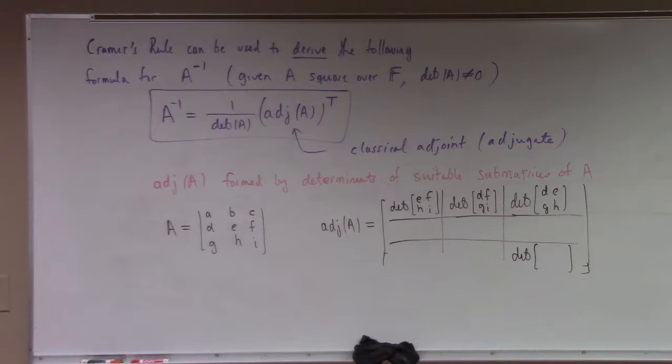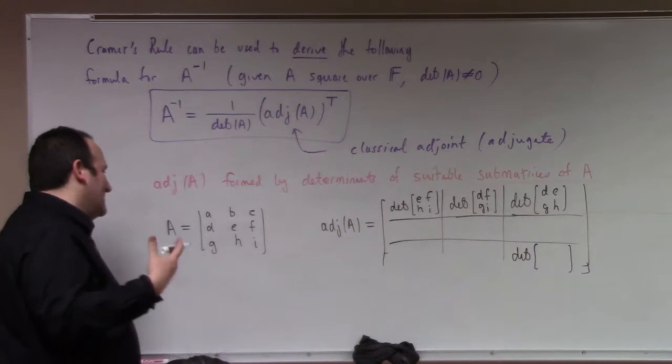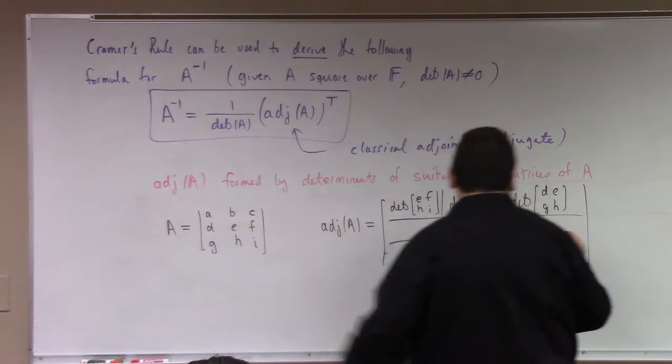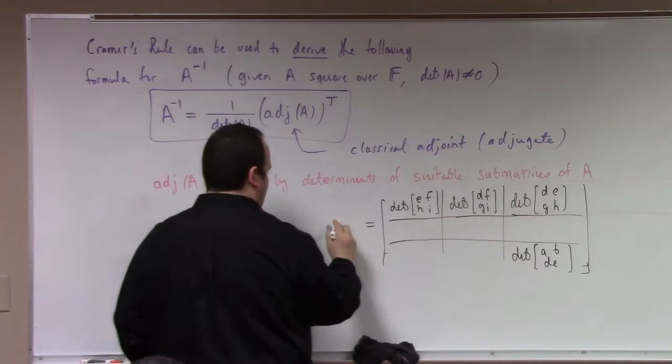Actually, this is not yet, sorry, this is the matrix of cofactors. This is in fact not the adjugate yet. So that would be A, B, D, E. This I would sometimes call something like M, the matrix of cofactors.